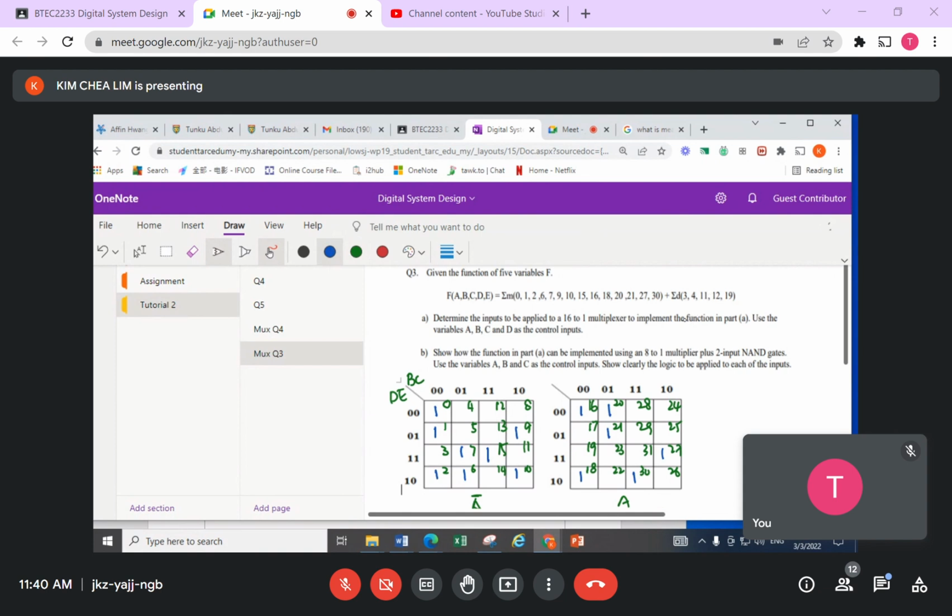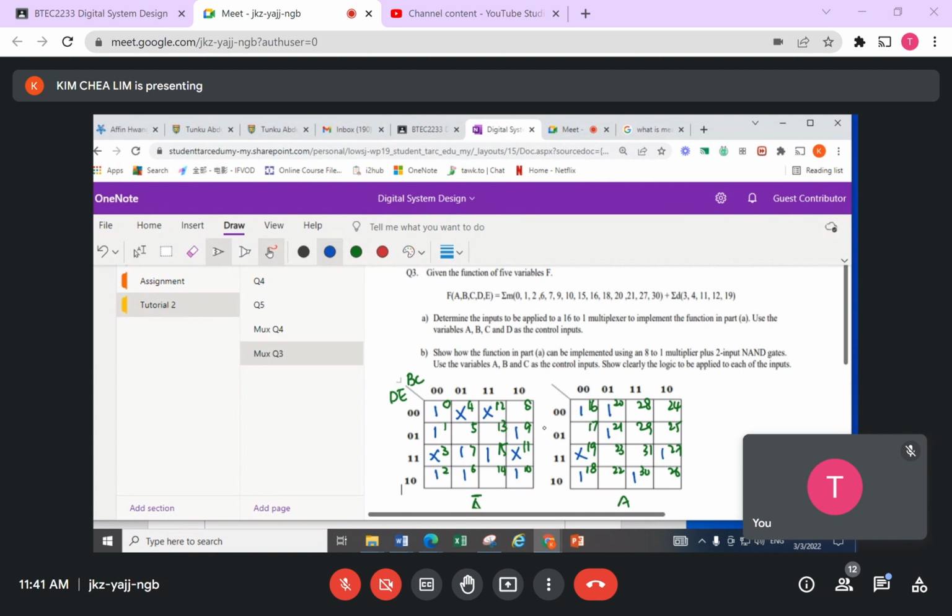Next, 3, 4. This one here, we are going to put it in here as don't care. So 3, 4, 11, 12 and 19. All right, so these are the way I fill in my Karnaugh map.